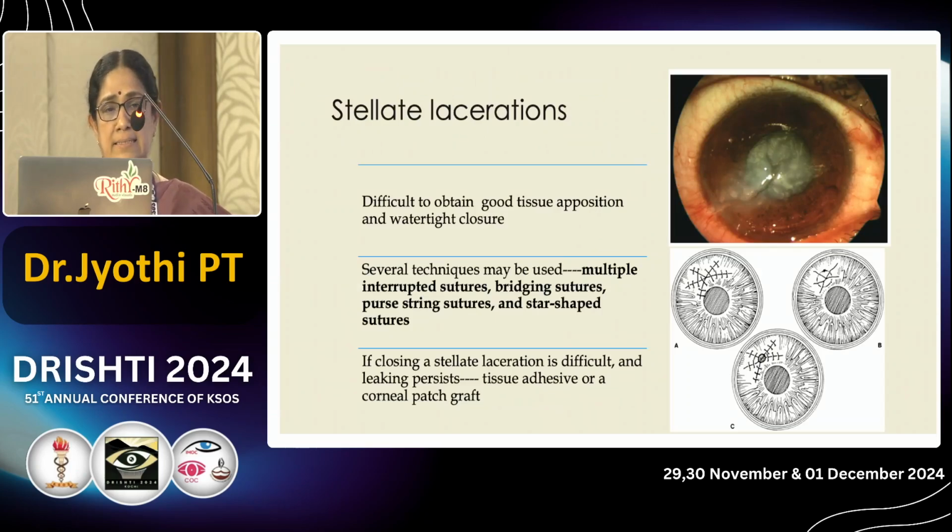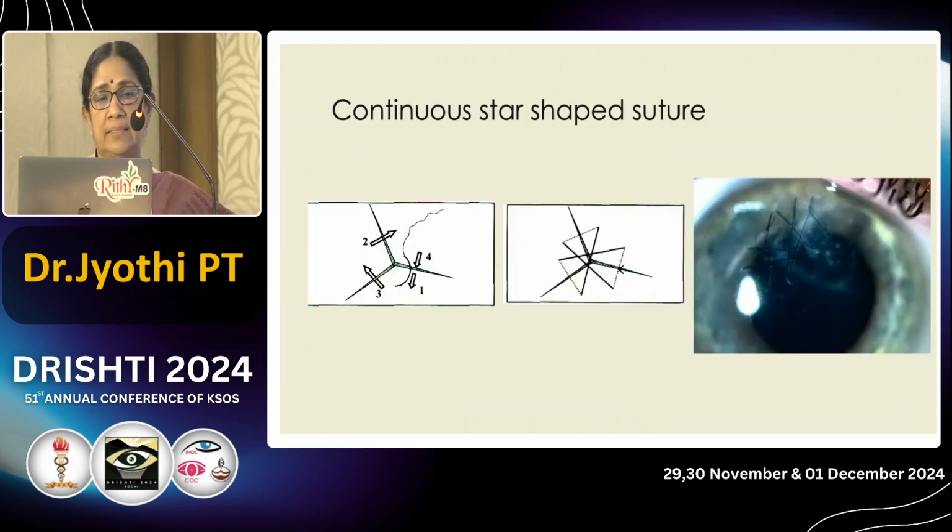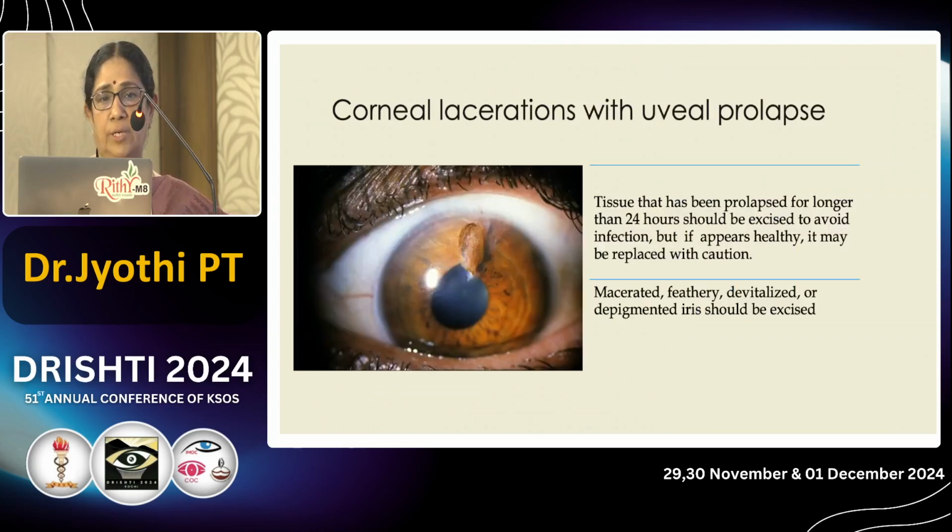Stellate laceration is another challenge. It is difficult to obtain good apposition and watertight closure. Several techniques may be used: multiple interrupted sutures, or bridging sutures, or purse string sutures, and star-shaped sutures. If closing a stellate laceration is difficult and leaking persists, you can use a tissue adhesive or a corneal patch graft. This is the continuous star-shaped suture to suture a stellate wound.